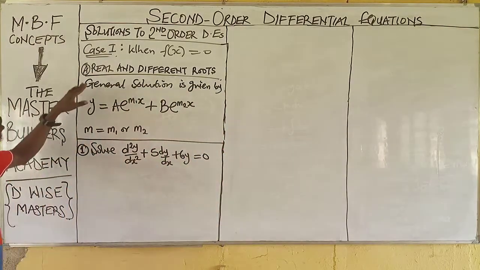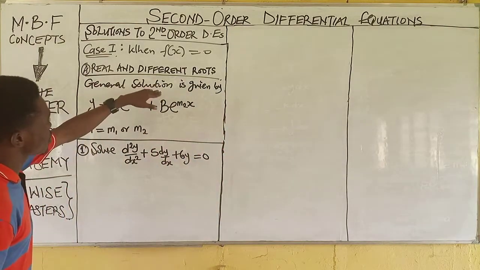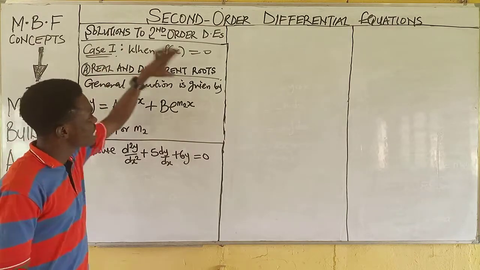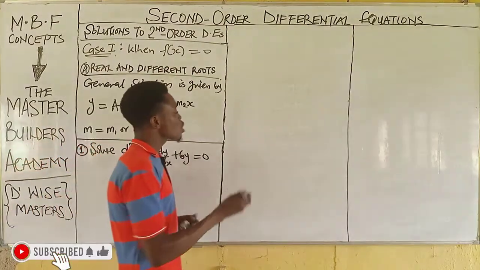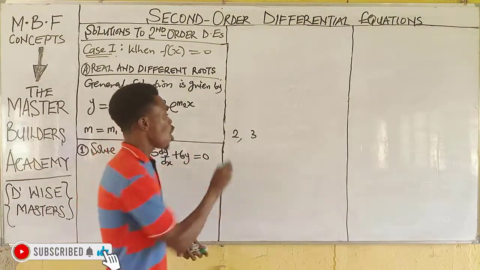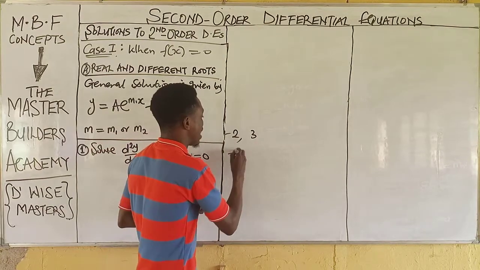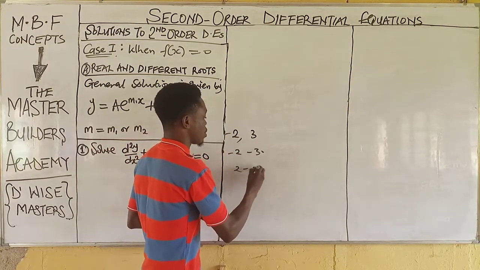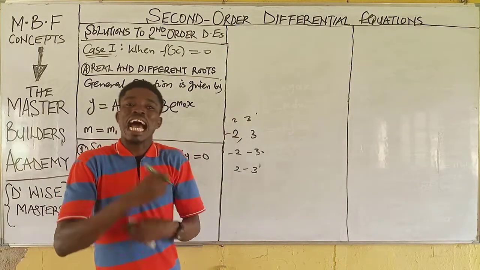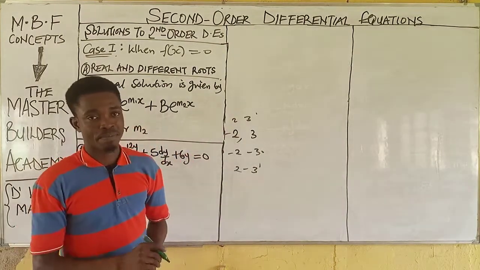Now, on the board, we have the first case that is being controlled by the roots. We said real and different roots. What we mean is that these two values will either be 2 and 3, they are real but different, or minus 2 and 3, or minus 2 and minus 3, or 2 and minus 3, or positive, positive. It can be any number. So these values that are here, they are real but different.